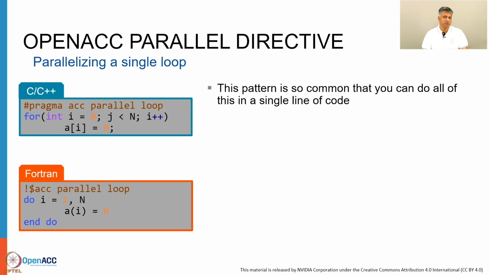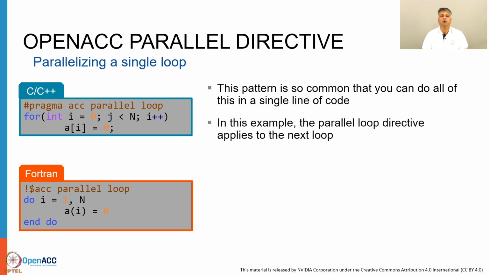So, this pattern is extremely common and you can do all of this with just a single line of code, that you use this loop pattern over and over again. So, you can combine it and you can just say hash pragma ACC parallel loop. Similarly, in Fortran you can say exclamation $ACC parallel loop. So, in this example, the parallel loop directive applies to the loop which is following immediately after the directive.